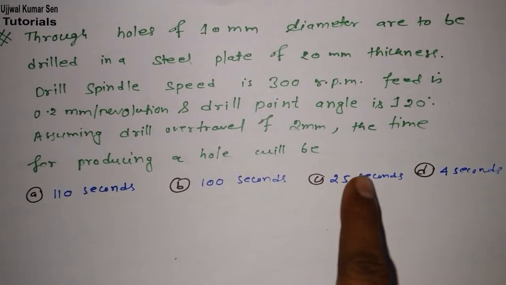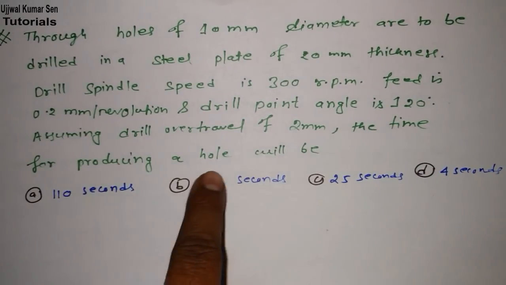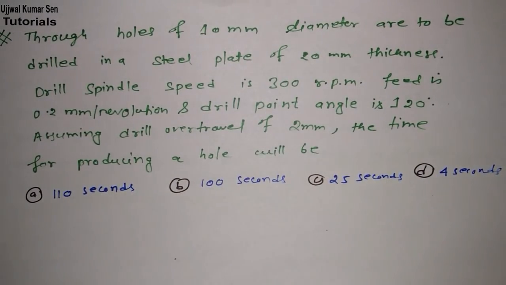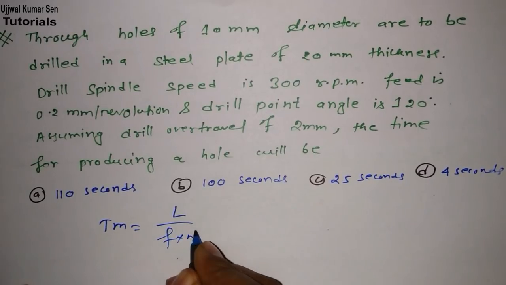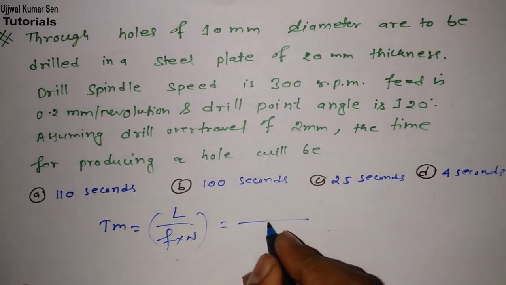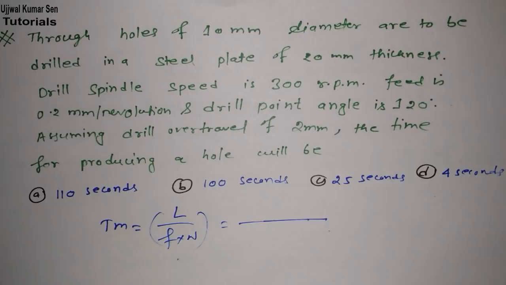In this question, we have also been given the time for producing a hole. And most of the time, what you need to find out, you can get at the end of the question, or maybe in the first line of the question. 90% of the time you will get this, right? So machining time, that is, we have to find TM for the drilling machine, L by F into N. Now we have to find these three things and we are done.